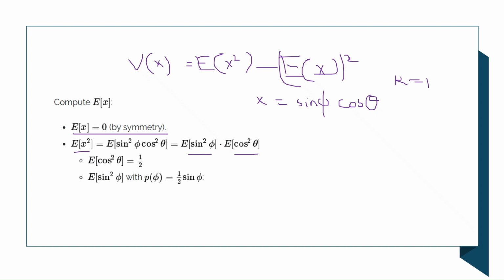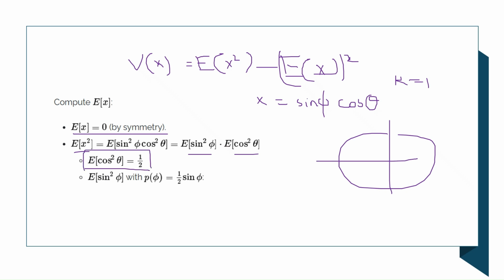Now, from the previous question which we solved on a circle instead of a sphere, we found that the expected value of cos squared theta, where theta is the angle made with the x-axis, equals 1/2. So we put 1/2 for the expected value of cos squared theta. And then what we need is the expected value of sine squared phi, where we know that the PDF of phi is half of sine phi, as we saw in the previous slide.